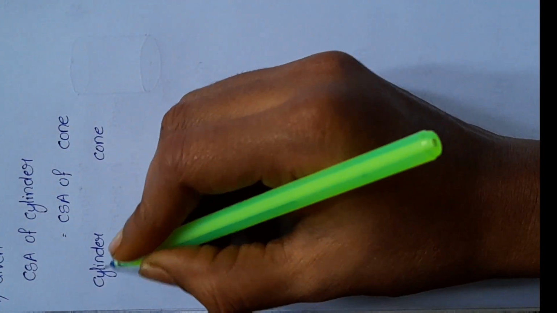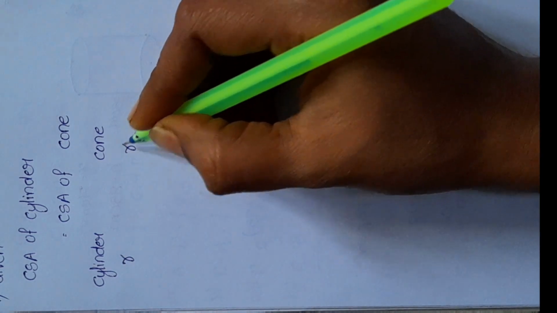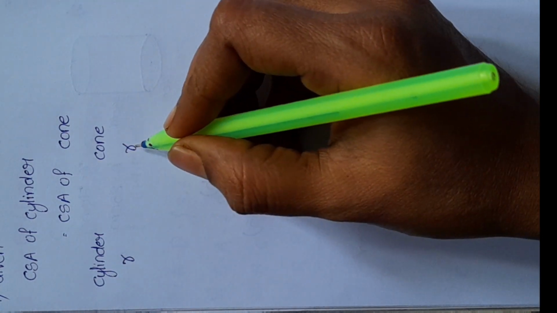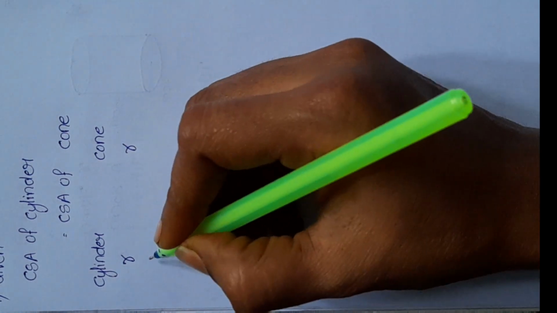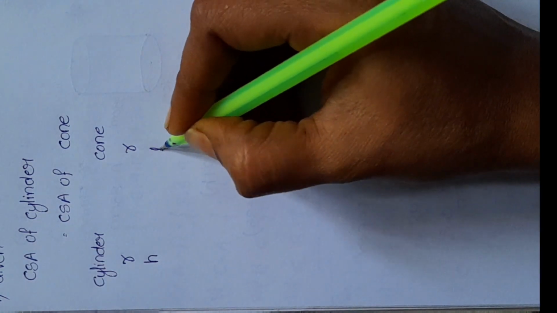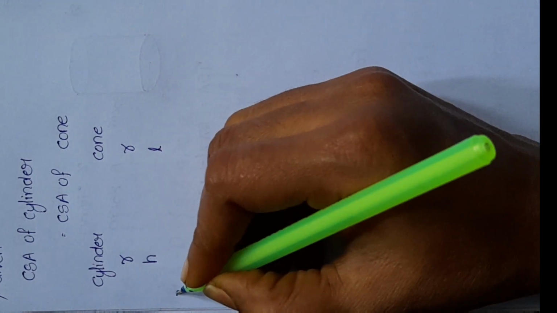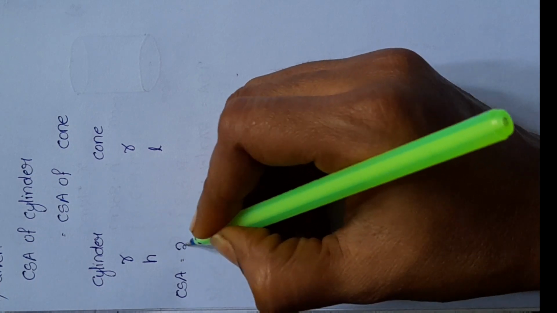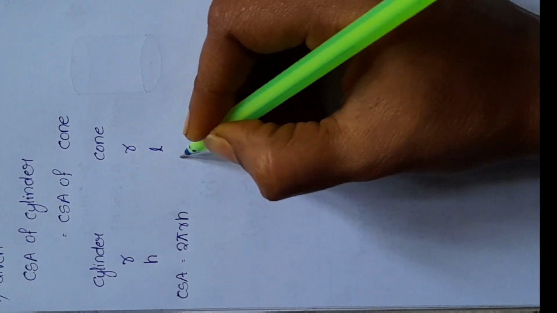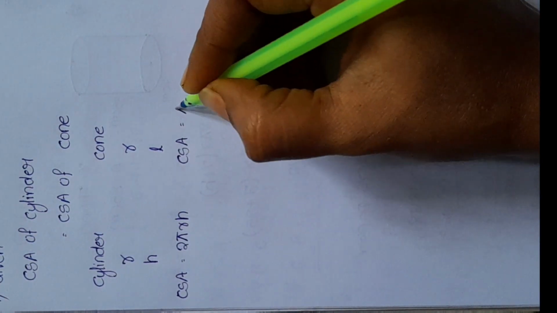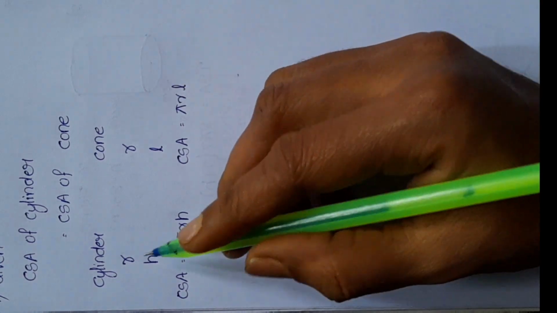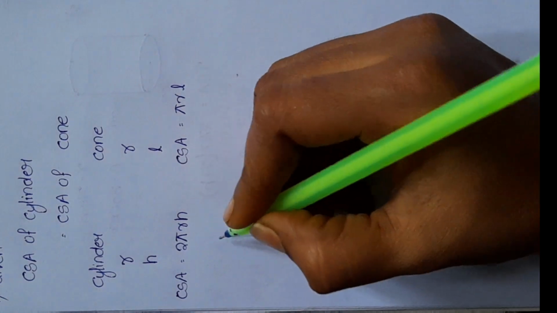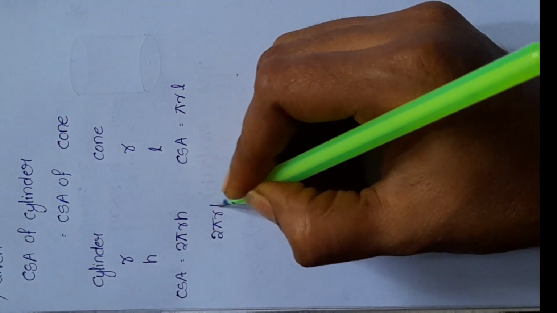Let us first take the radius r here and r here also, because the radius is the same in both the cylinder and the cone. The height be h here and the slant height be l here. So the curved surface area of the cylinder formula is 2 pi r h and the curved surface area of the cone formula is pi r l. If the radius is the same, then as the curved surface area of both is the same, we can equate both of these.